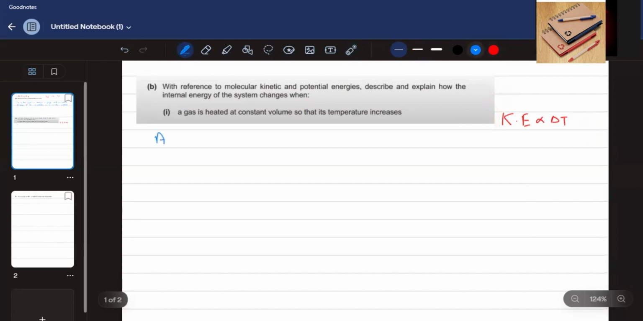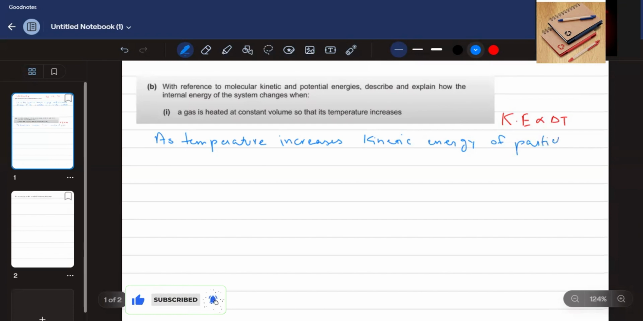As temperature increases, kinetic energy of particles increases.